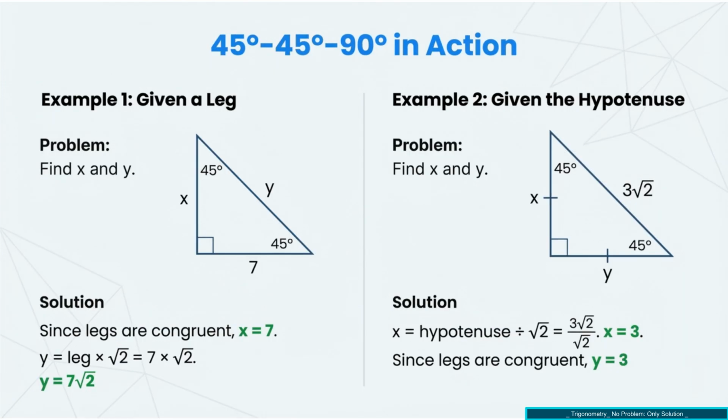Let's see the 45 by 45 by 90 triangle in action. Example 1: if a leg is 7, the other leg, x, is also 7, and the hypotenuse, y, is 7 times the square root of 2. In example 2, if the hypotenuse is 3 times the square root of 2, the legs x and y are found by dividing by the square root of 2, making both 3. Feel free to pause the video and follow along with the solutions in the slide.